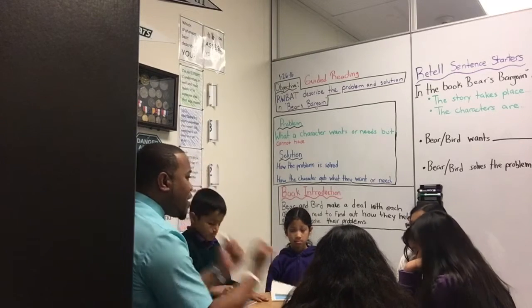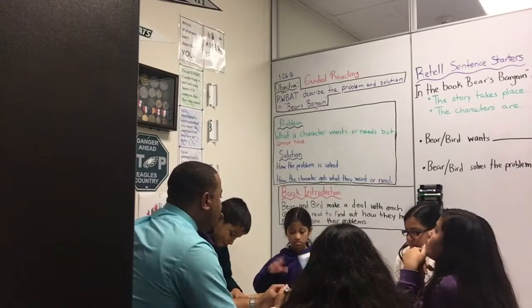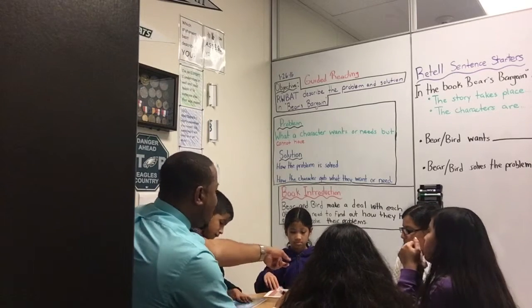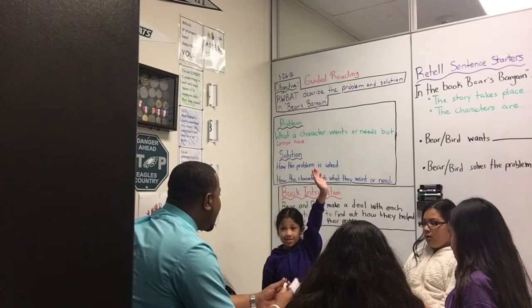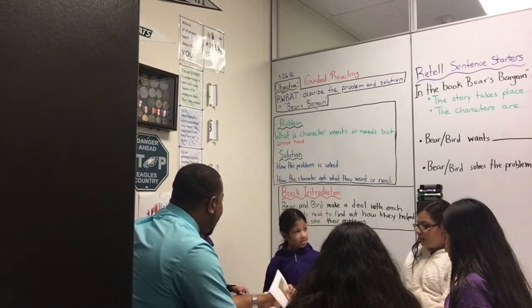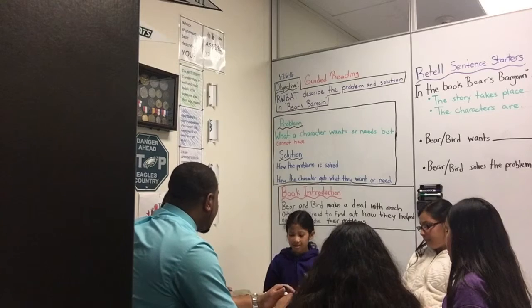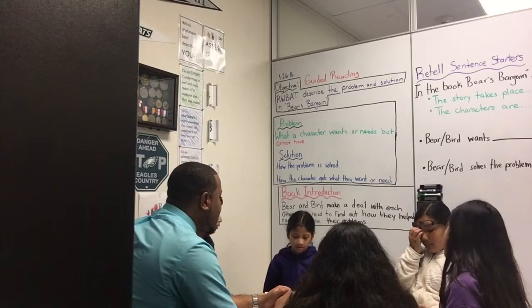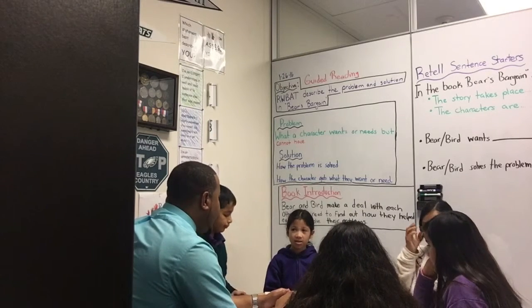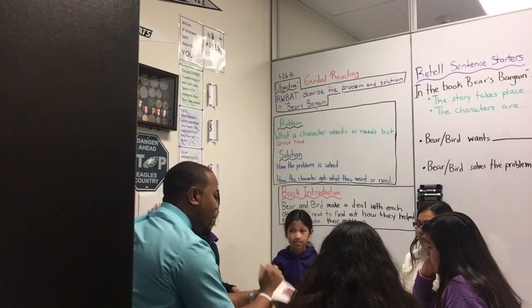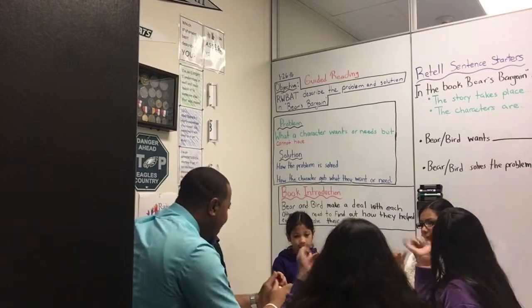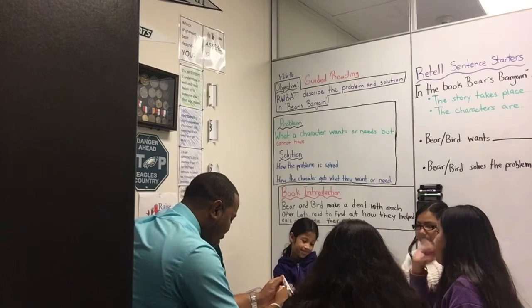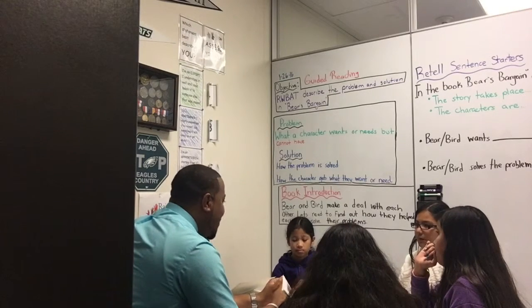Okay, what does Bear do when he realizes that the weights aren't working? When he realizes that the weights aren't working, what does he do next? Good job. Let's go into our book to find out. Yes. He measures him and he plants a pumpkin. Okay, he measures him and he plants the pumpkin seed. Excellent job. Who agrees with that?